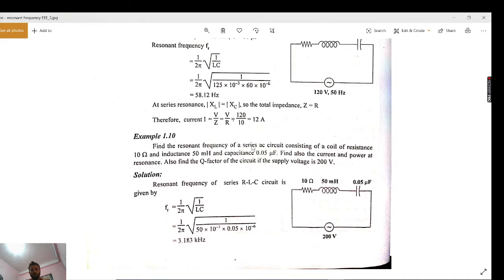Similarly, here we have the next one. Find the resonance frequency of a series AC circuit consisting of a coil of resistance 10 ohm and inductance 50 millihenry, and capacitance is given. Here you have to calculate the current and power at resonance and the quality factor of the circuit if the supply voltage is 200 volt.